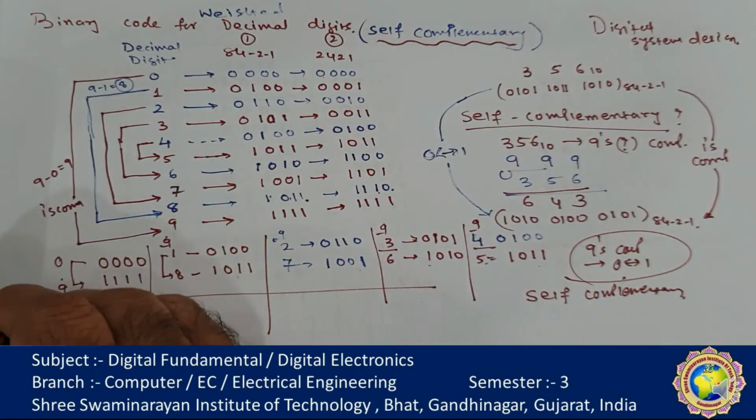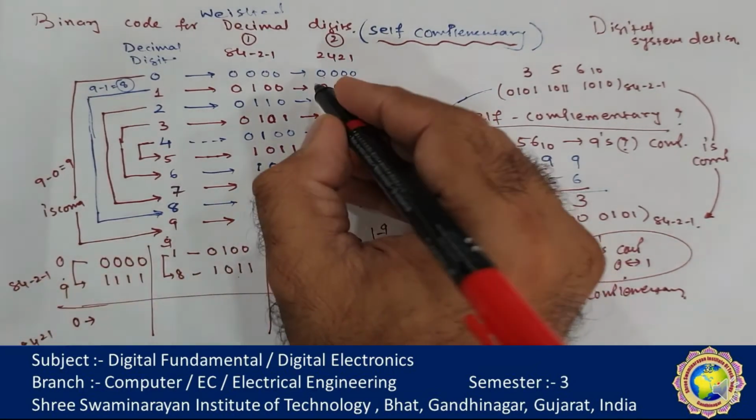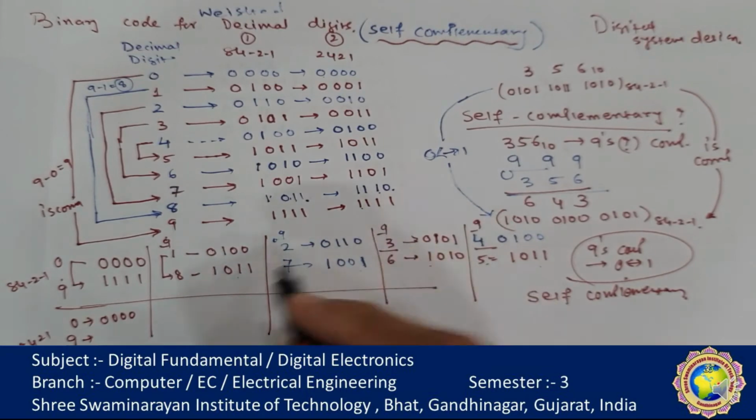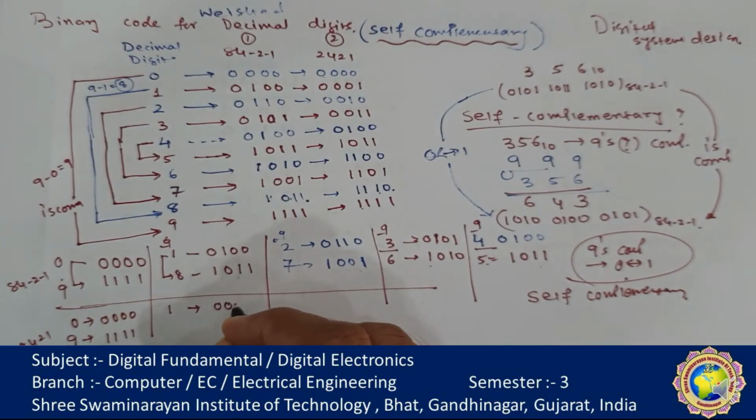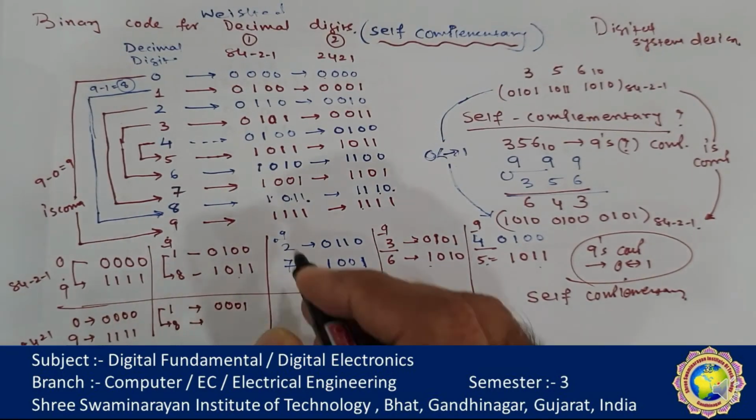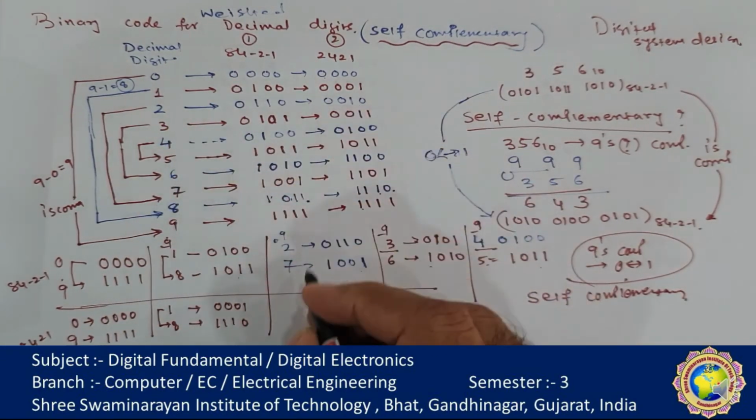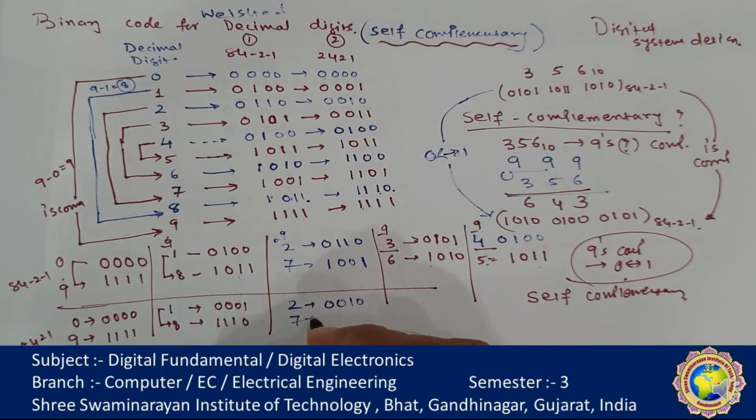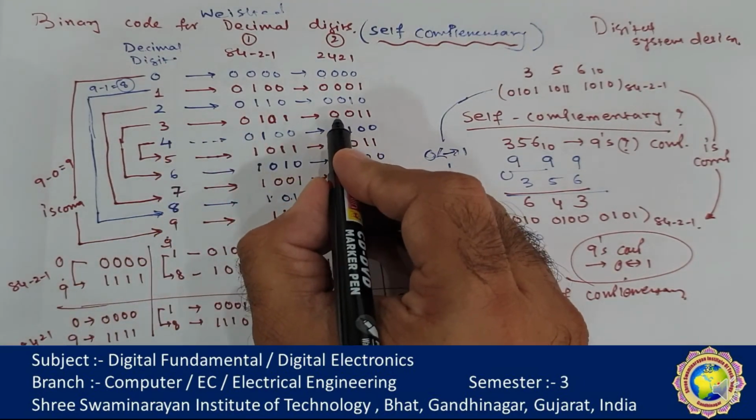Let's see. 0, this is for 8 4 minus 2 minus 1, and for 2421, 0 is all 0s, while the 9's complement is obviously 9, so 9 is equal to 1 1 1 1. 1 is equal to 0 0 0 1, and the 9's complement is 8, and 8 is 1 1 1 0. 2 is equal to 0 0 1 0. 9 minus 2 is 7, and 7 is equal to 1 1 0 1. 3 is equal to, in 2421 code, 0 0 1 1.